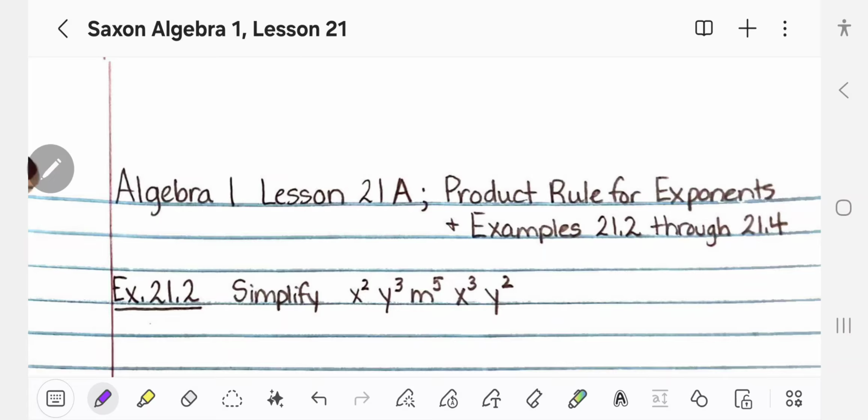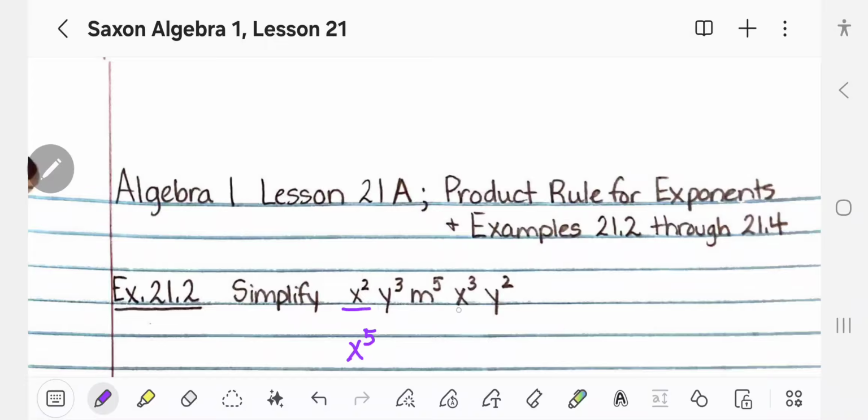Now this is all one big term. There's not any plus or minus signs. We can just look to see what our bases are. I see here that I have a base of x, and that matches with this base of x. So I know I'm going to have a variable x, but raised to what power? What exponent? Well, I have 2 of them here, and then I have 3 of them here, so that's a total of 5 of them.